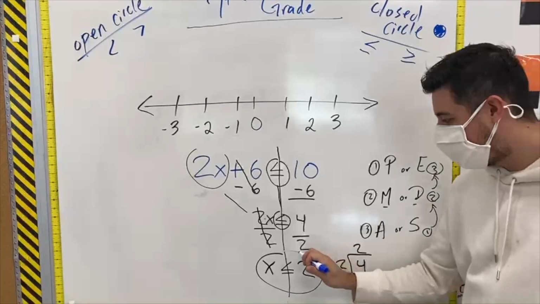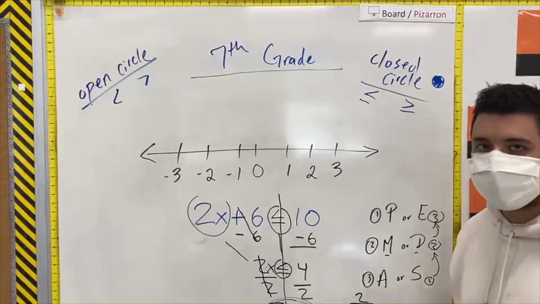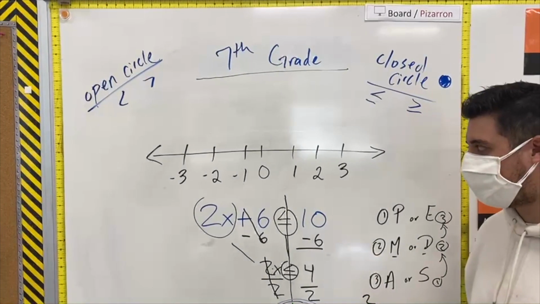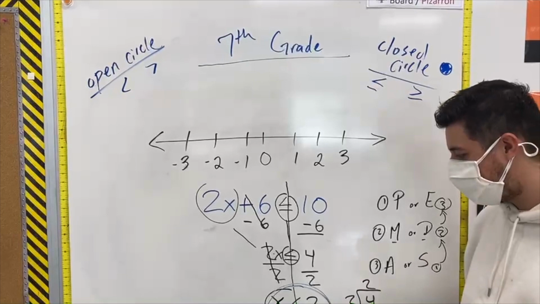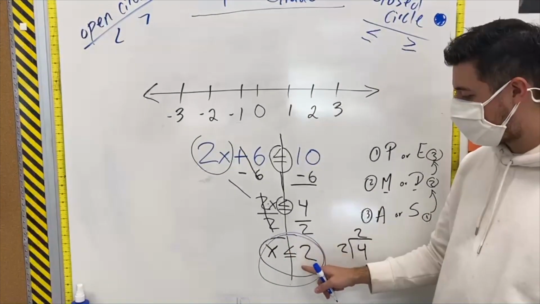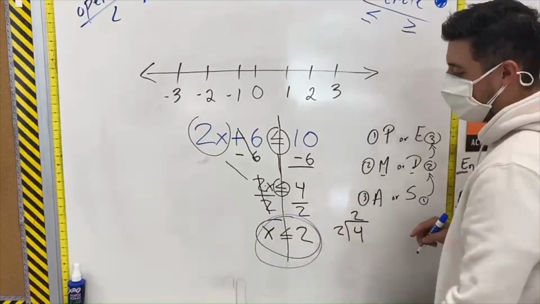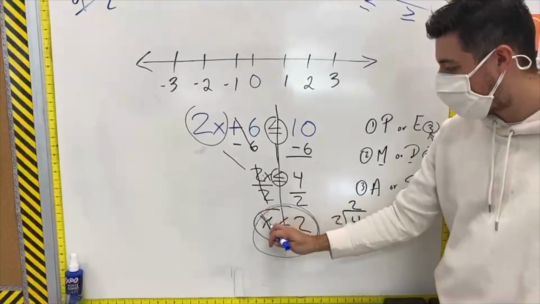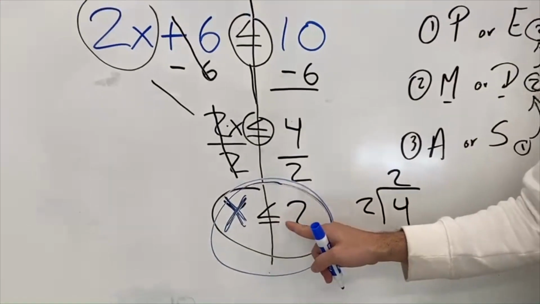But now, how do we put this on a number line? That's the part that we need to know as well for inequalities. This is what makes it a little different. Well, just like we talked about in that video a couple of days ago, to put x is less than or equal to 2 on a number line, you have to think about the sign. So we have to look at all the numbers. So x can be all the numbers that are less than or equal to 2.